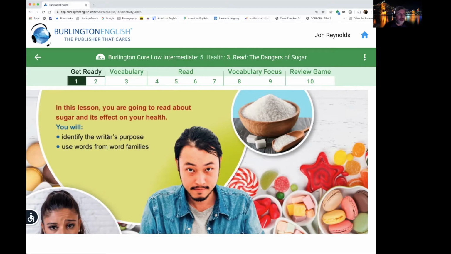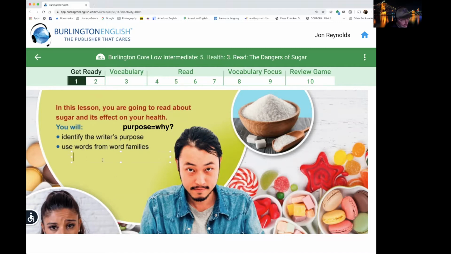Now, in this particular activity, we're going to identify the writer's purpose. Purpose is thinking about why do we write? So let's make a little note here on the screen. Again, the word purpose is thinking about why. Why is the person writing this particular article? Okay? And you notice the next part says we're going to use words from word families.